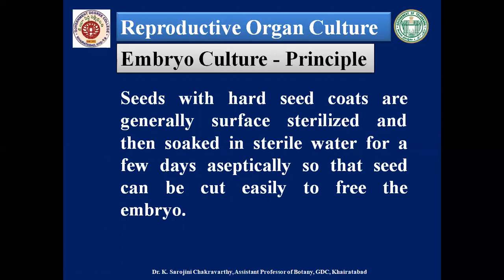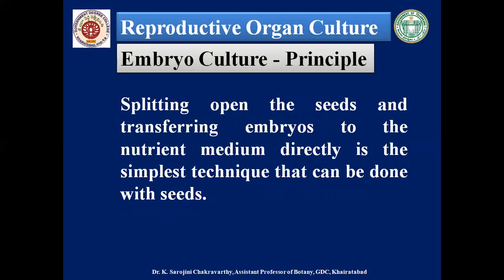This is in general, but sometimes seeds have a very hard seed coat, so what do you have to do? Seeds with hard seed coats have to be surface sterilized, and soaked in sterile water for a few days aseptically, so that the seed can be cut easily to free the embryo. Though the seeds are surface sterilized, again before embryo excision, we have to do this surface sterilization twice.